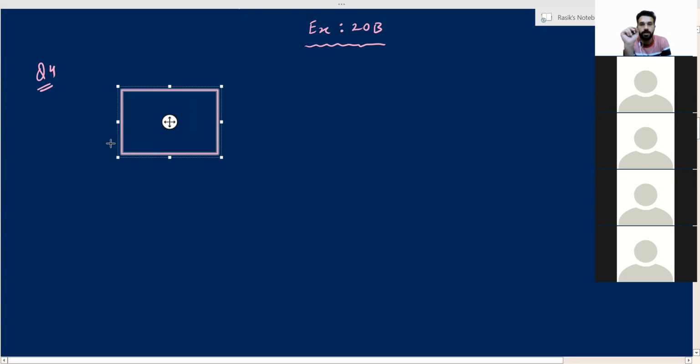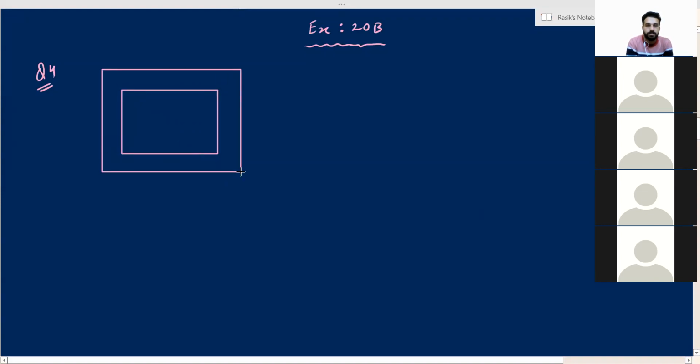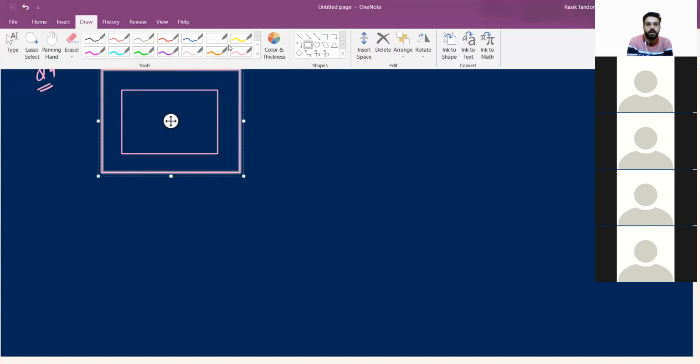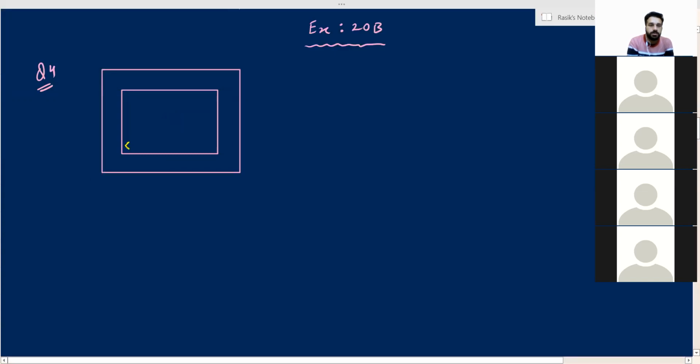Has been surrounded externally. Please pay attention to this point. This lawn is surrounded externally by a path, not internally. So I will be constructing the path in the outer portion, not in the inner. I will not construct the path inside this. I will construct the path outside. Are you getting the point, everyone? Yes, sir. Your path has been constructed outside.